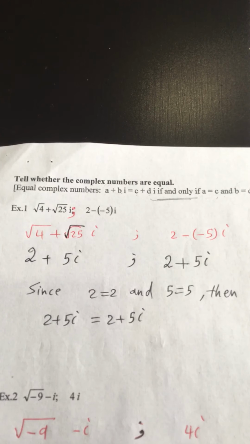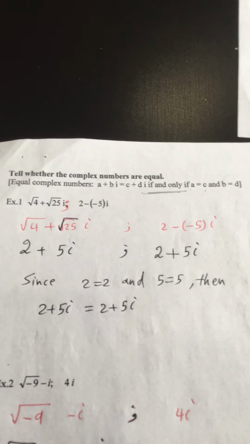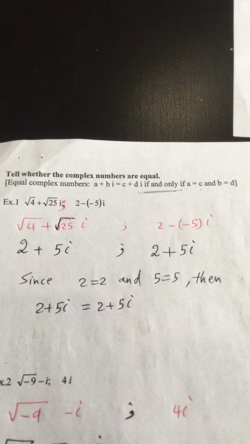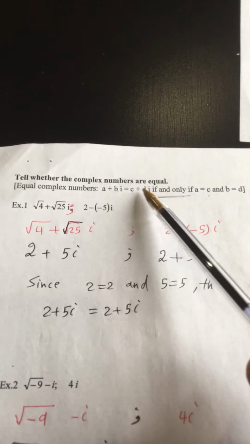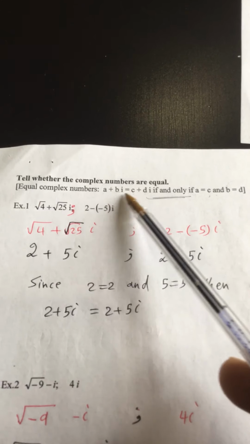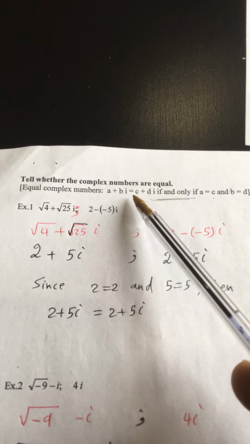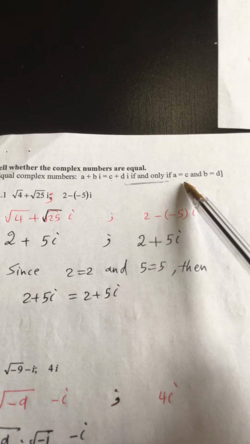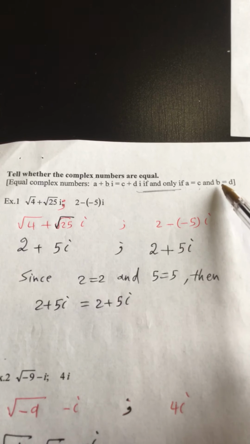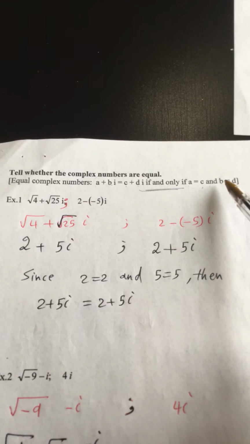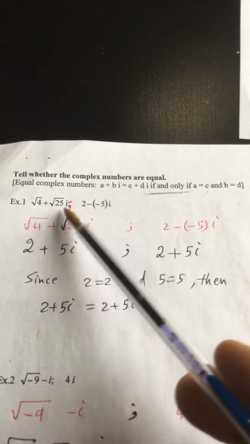Now tell whether the complex numbers are equal. So now we know that these two complex numbers, a plus bi, the other one is c plus di. These two complex numbers are equal if and only if a equals c and b equals d. So if the real part is equal, the imaginary part is equal, so we will say that these two complex numbers are equal. So now tell whether these two complex numbers are equal or not.